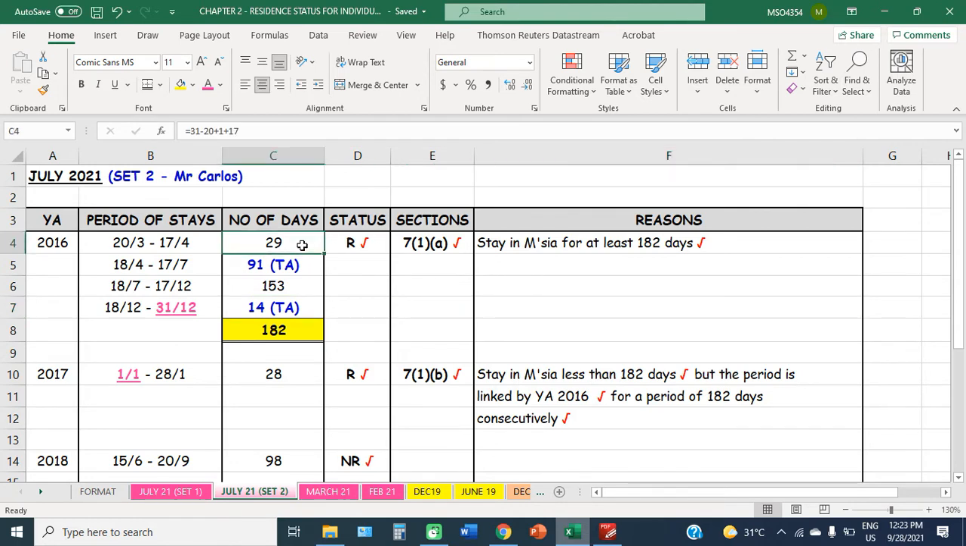If you compute the number of days, everyone, start from the first row, starting from 20th March until 17th April. This is not at the beginning of March. So how do we compute? March has 31 days, you minus 20 and then plus 1, and then plus April 17 days, plus 17. So you get here 29 days. Next, this is our TA. How do we compute TA? TA here starts from 18 April.